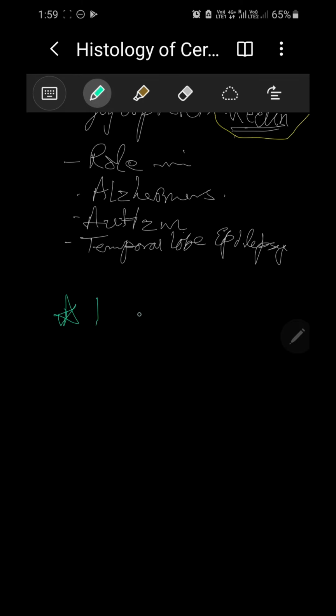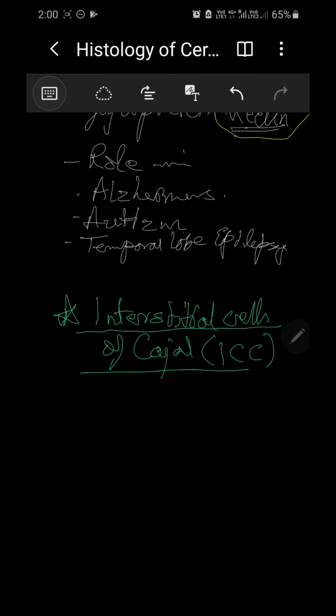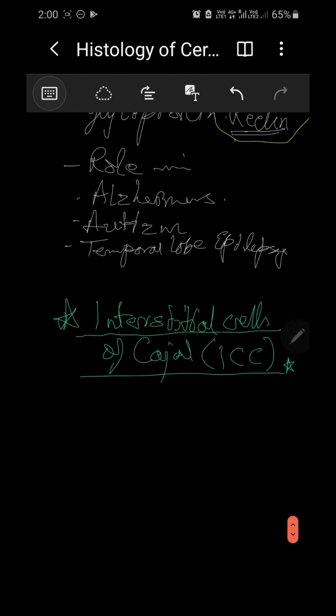I believe you must have heard of them, those who are preparing for PG exams. These are interstitial cells of Cajal. Because of the similar name, I am just describing it here. Interstitial cells of Cajal, where do you find them? Any idea? You remember the layers of the intestine. Now, these cells are present in the intestine.